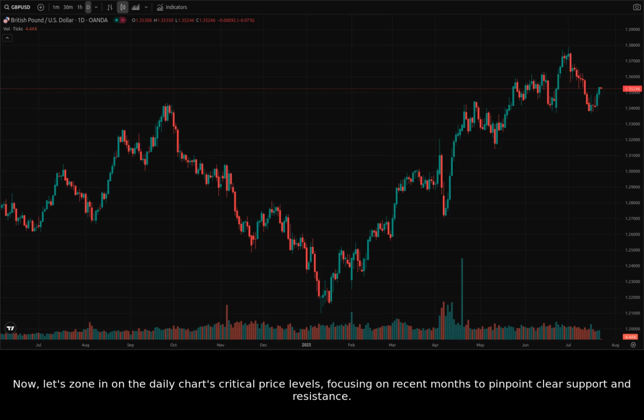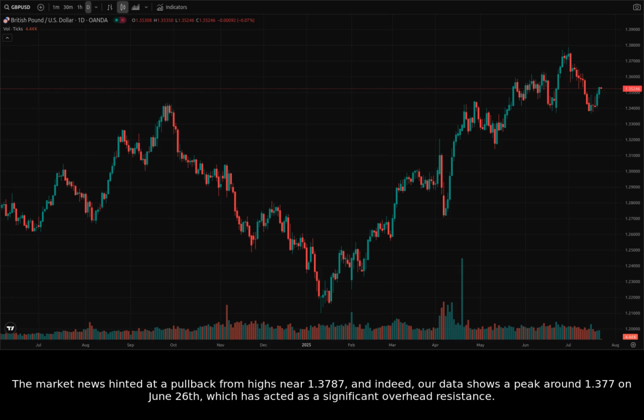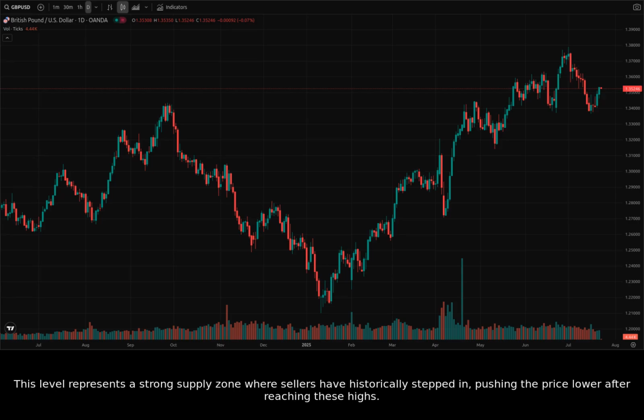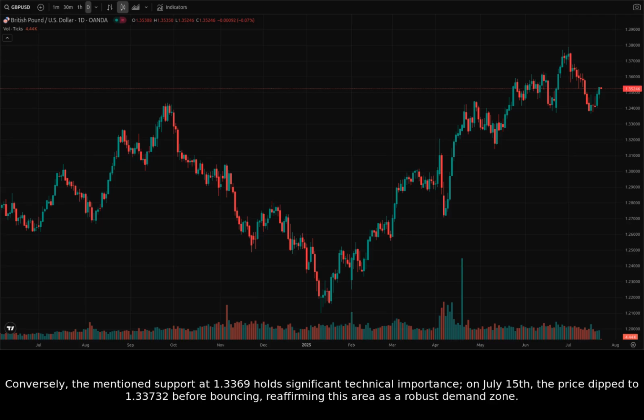Now let's zone in on the daily chart's critical price levels, focusing on recent months to pinpoint clear support and resistance. The market news hinted at a pullback from highs near 1.3787, and indeed, our data shows a peak around 1.377 on June 26, which has acted as a significant overhead resistance. This level represents a strong supply zone where sellers have historically stepped in, pushing the price lower after reaching these highs. Conversely, the mentioned support at 1.3369 holds significant technical importance.